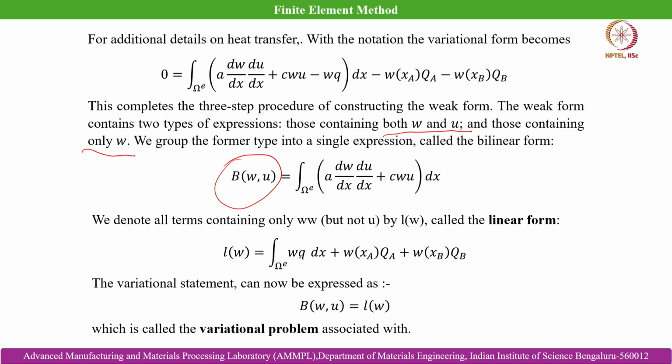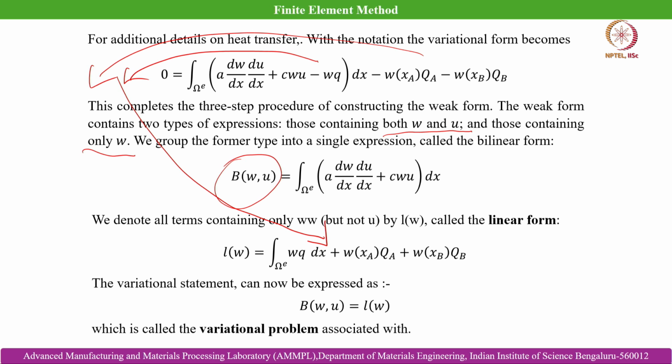L(w) equals the integral over omega e of w q dx plus w(x_a) Q_a plus w(x_b) Q_b. Because if we take these terms to this side, all these negative terms become positive, and from here we arrive at this expression. So L(w) is equal to this. The variational statement can now be expressed as B(w,u) equals L(w).